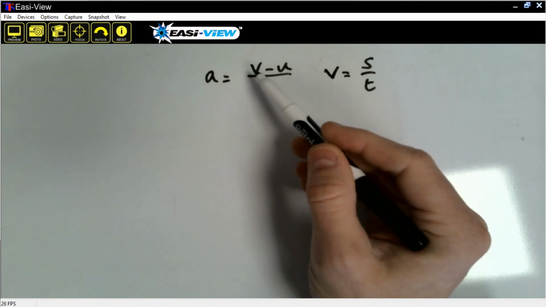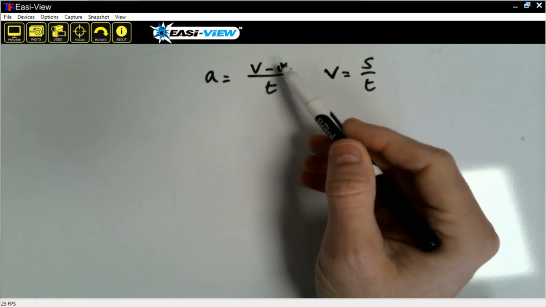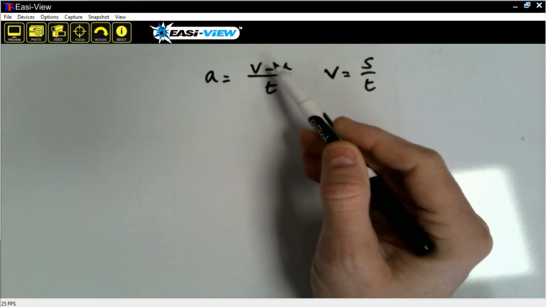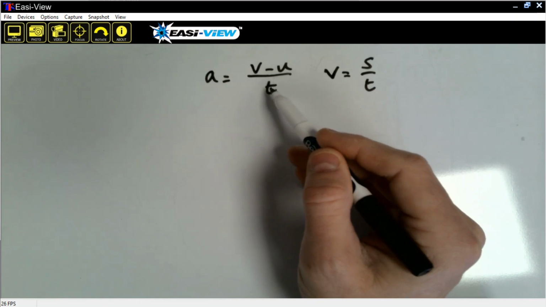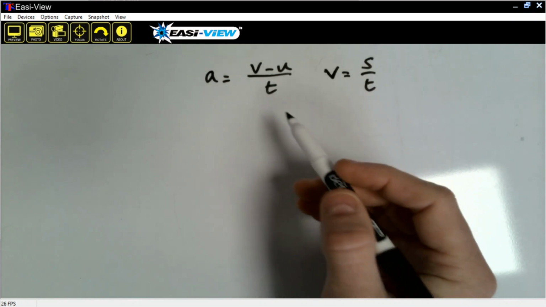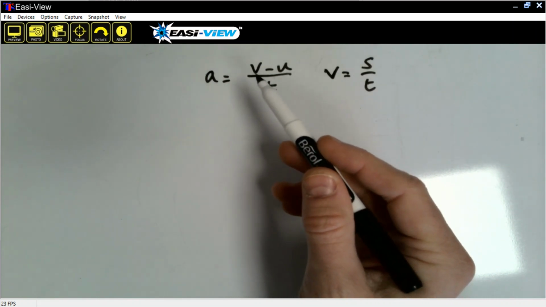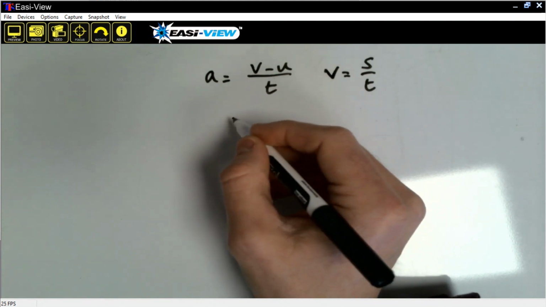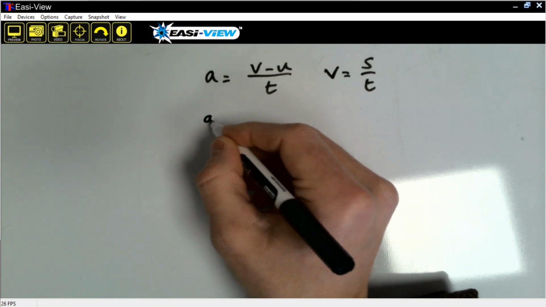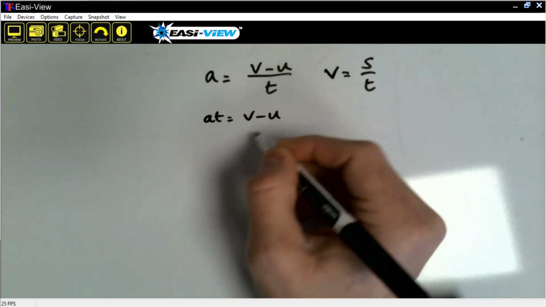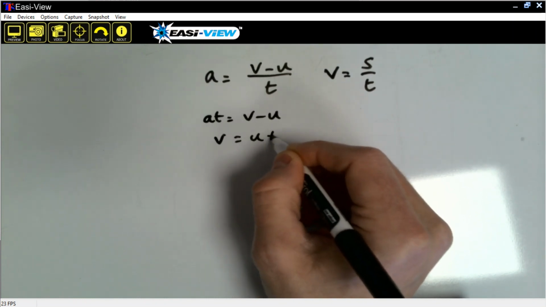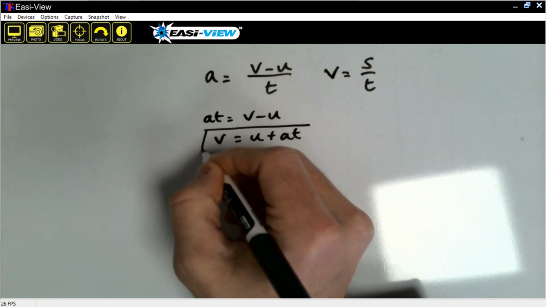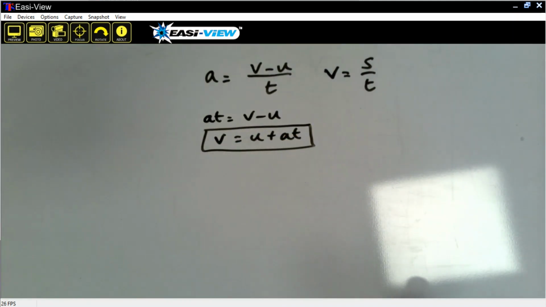then change in speed is going to be your final speed take away your initial speed, or final velocity take away your initial velocity, divided by how long that took. So you've got acceleration defined as v minus u over t. If I multiply that out and rearrange for v, I get that at is v minus u, therefore v equals u plus at. Okay, so we've got an expression in terms of v, u, a, and t.